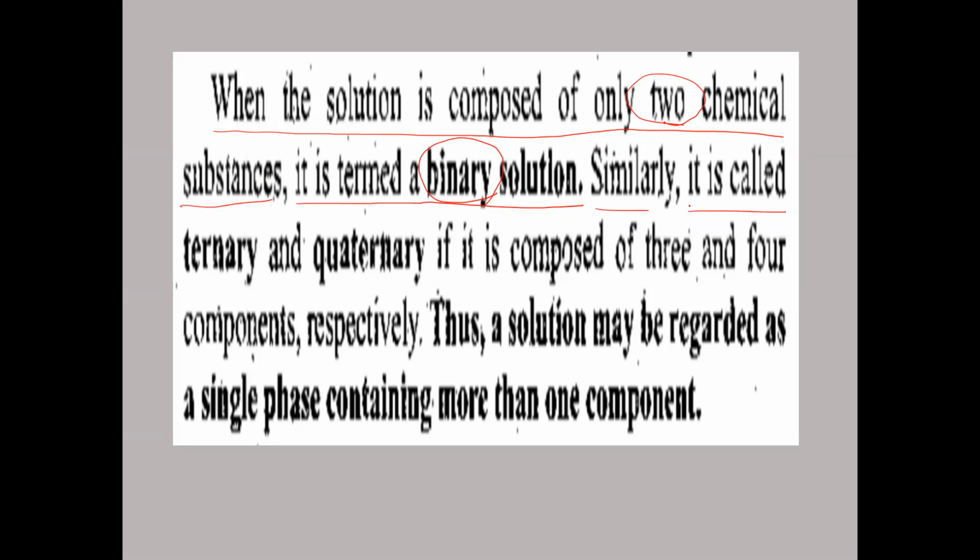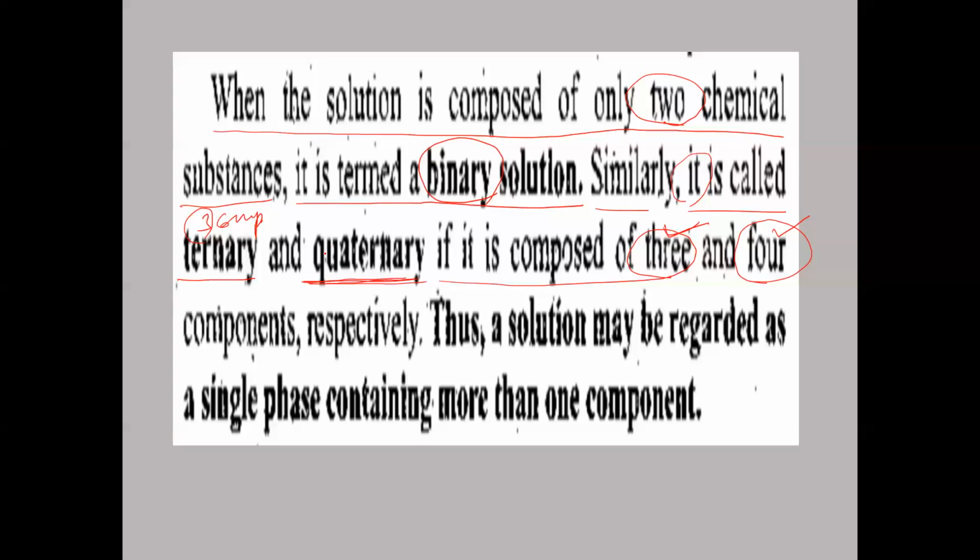Similarly, the solution is called ternary if it is made up of three components, and quaternary if it is composed of four components. Three components will be called a ternary solution. If four components are present, that is a quaternary solution.